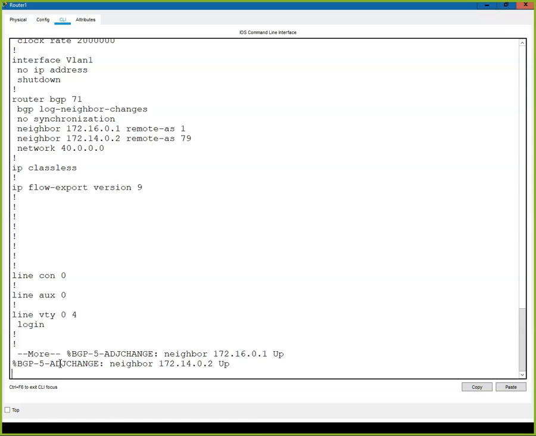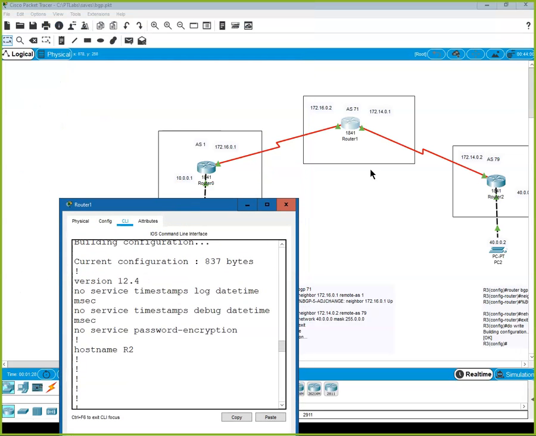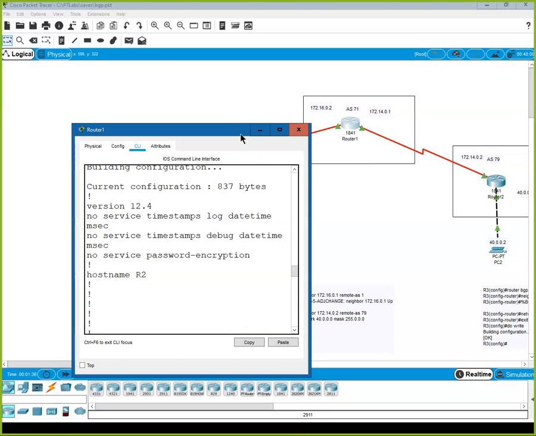Now we just got the adjacency formed with the neighbor 172.14. We specify the neighbor that we're connected to, the IP address of that neighbor, as well as the remote autonomous system. So we have the network 40 here, under the router BGP. If we go back here, the network 40 is, I think, the one that we're advertising. I think it is. We'll look at one of the others because we have 40 here. 40 is over here, so network 40.